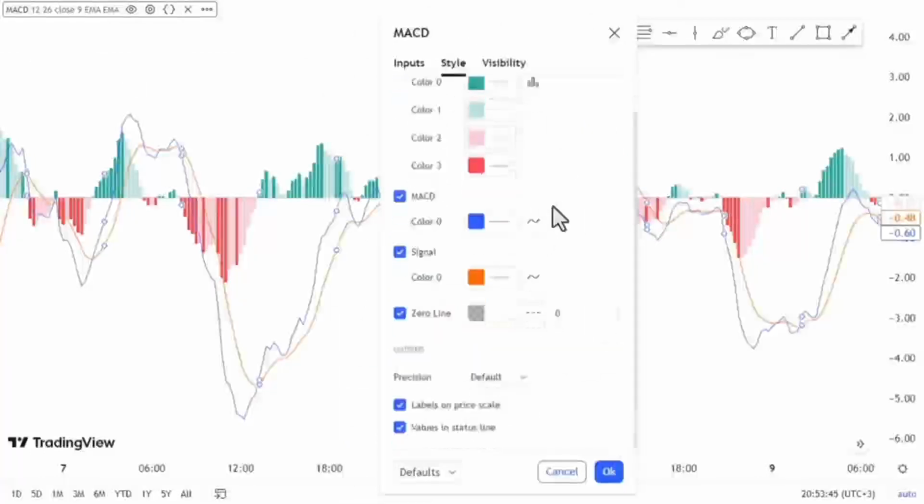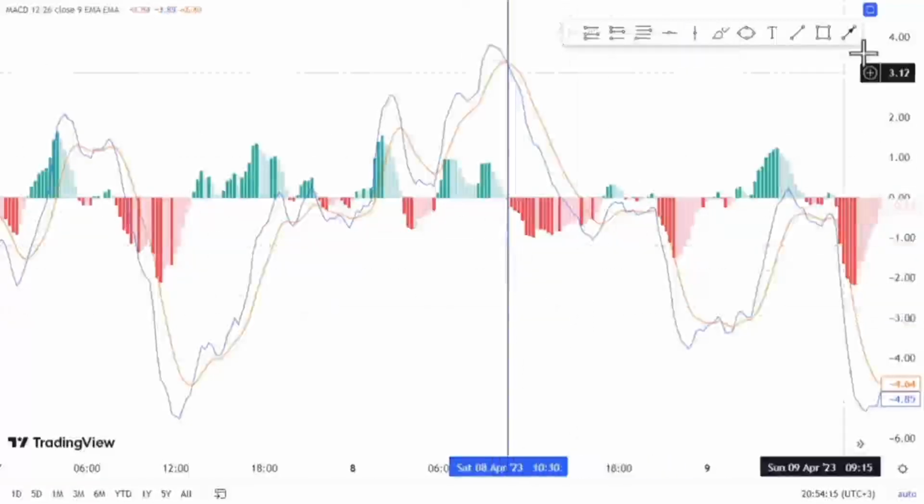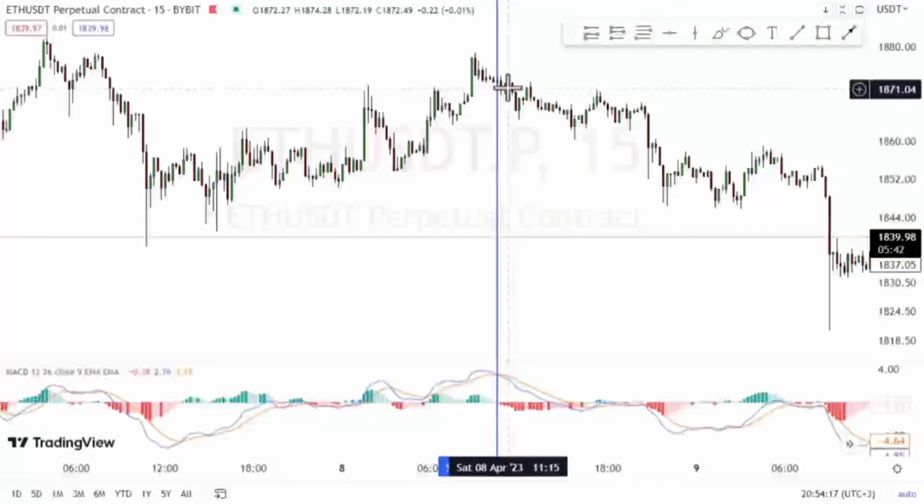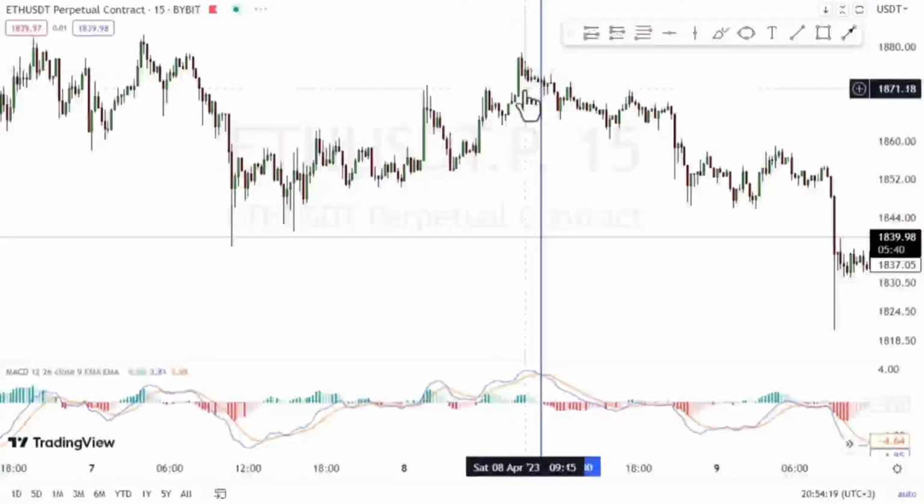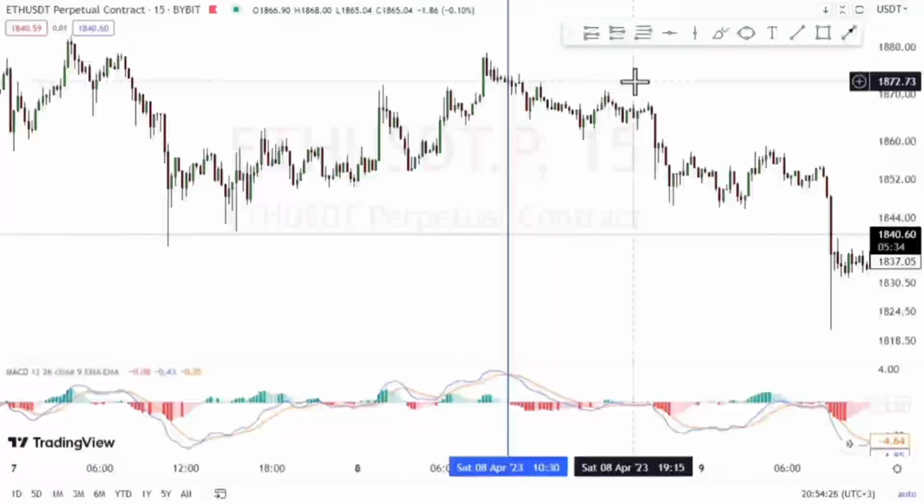So the blue line must cross the orange line down in order to take a short trade. Then you must check down below and the histogram must be in red. It means a change in the direction. Let me mark this area, this one here, this cross here. Go to the chart and see, yes, it was a change of direction in price, and the price couldn't manage to go upper than this.